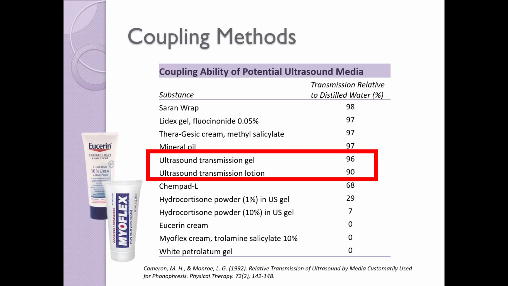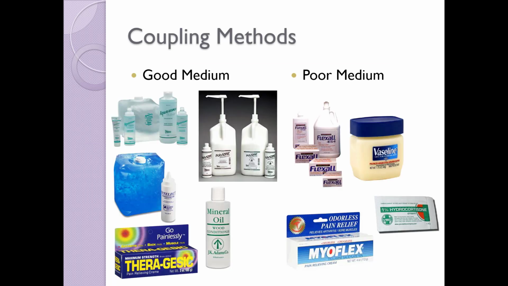Not all substances efficiently transfer the ultrasonic energy from the transducer to the tissues, and many block energy altogether. Topical counter-irritants and analgesics have been used as a coupling agent, but these products can decrease the effectiveness of the treatment or altogether render the treatment ineffective. Here are some examples of good mediums on the left and poor mediums on the right.